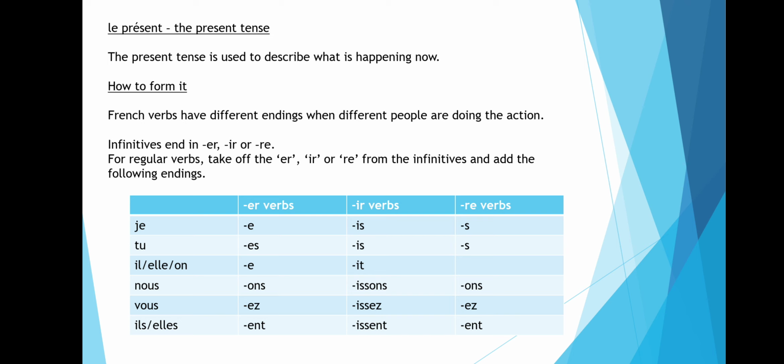And for re verbs, add an s to je, add an s for tu, add nothing for il, elle, on, add ons for nous, ez for vous, and ent for ils, elles.